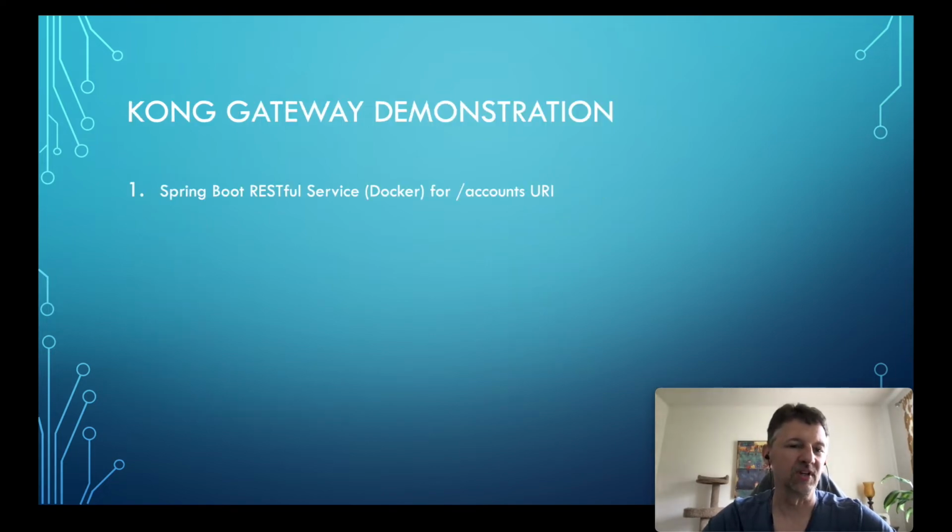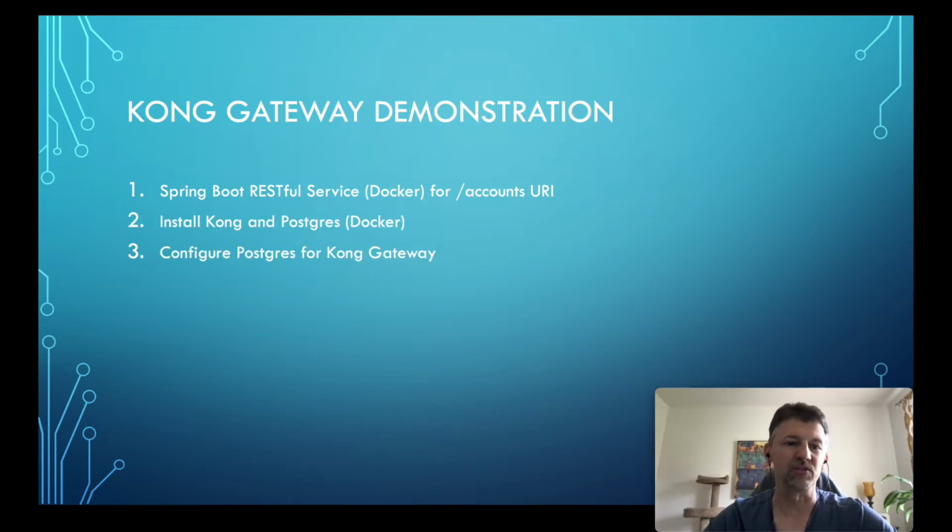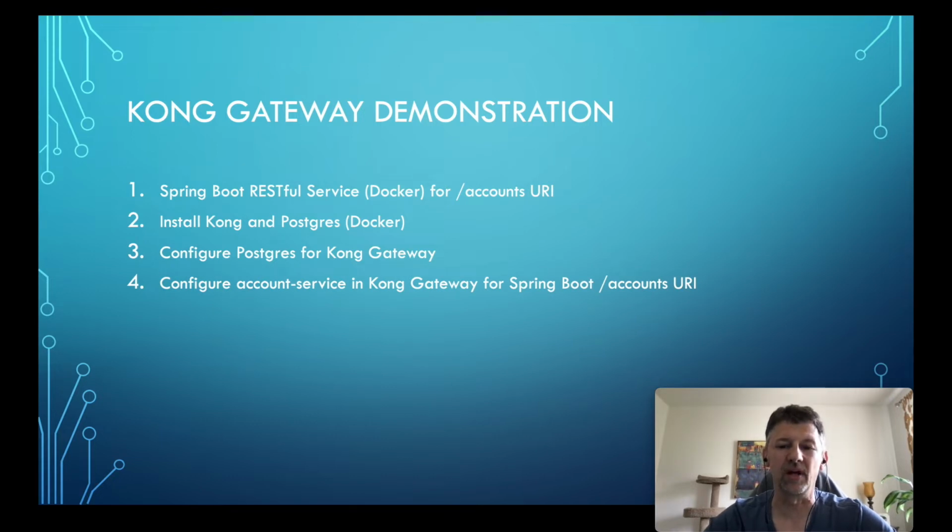In that demonstration, we're going to start with a Spring Boot RESTful service running in Docker, and it will have an account URI. We'll install Kong and Postgres in Docker as well. Then we'll configure the Kong gateway to work with the Postgres database. Finally, we'll introduce an account service in Kong Gateway that will serve those requests to the account URI.